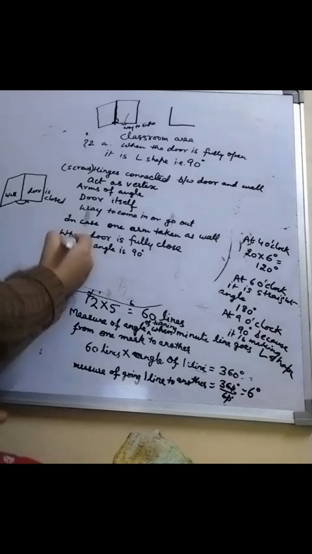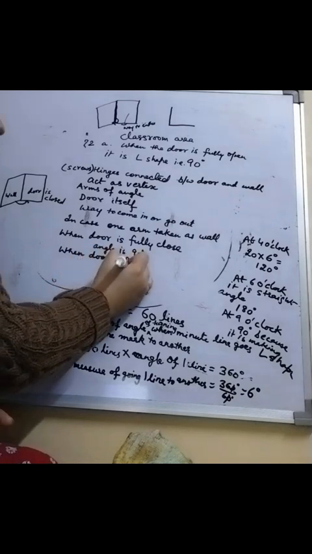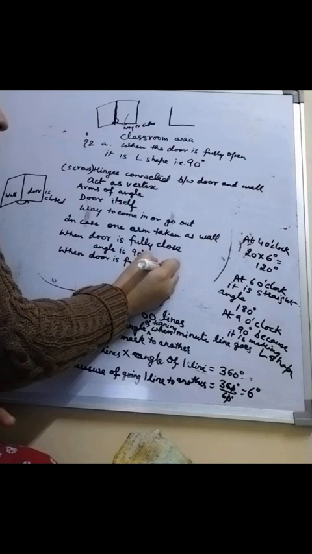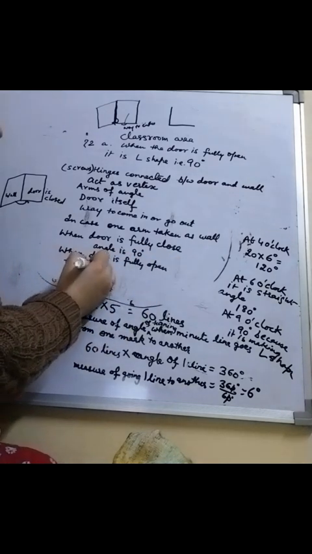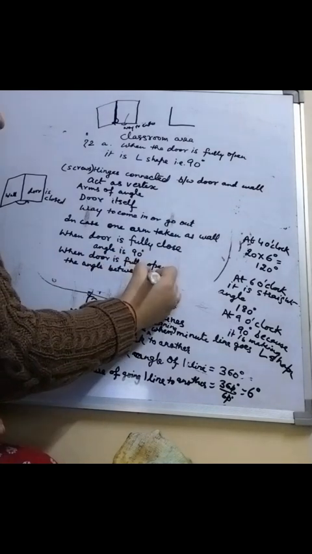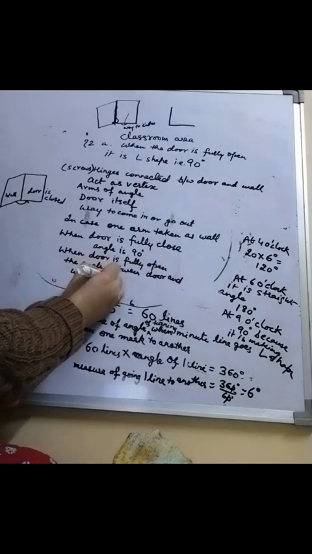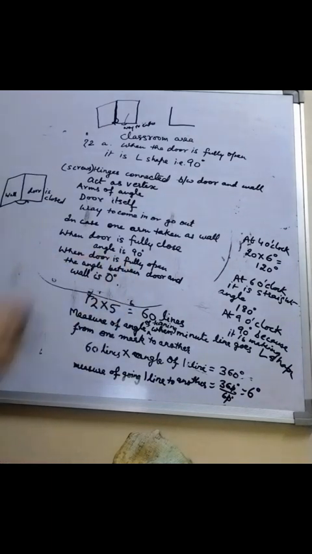Okay, and when the door is fully opened, the angle between door and wall is 0 degree. Why? Because when you bring the door fully open, it will overlap with the wall only. So the angle would be 0. So this is how you can see angles.